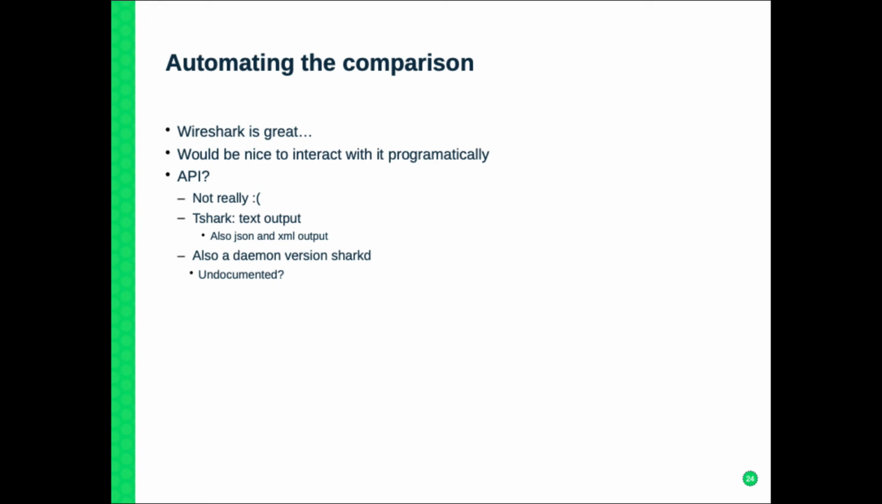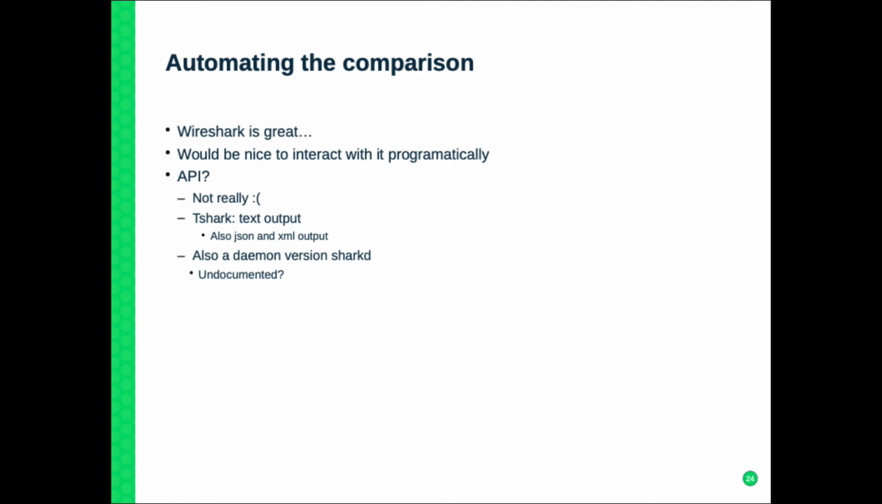So Wireshark doesn't really have an API, but there's a text version of it called TShark. It dumps text output, but you can also select different output formats like JSON, XML, whatever. And there's also a daemon, SharkD, which apparently can dump things and cache them out, so you don't have to call the same binary over and over, which I haven't tried, but it's something to look into.